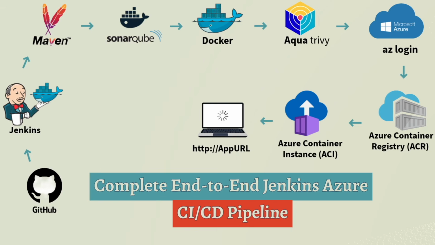Now from there, we will deploy our Docker image to Azure Container Instance, or the ACI, via the Jenkins file that we are using, which is also going to produce us the app URL from our Jenkins logs, and then we will access our app from there.